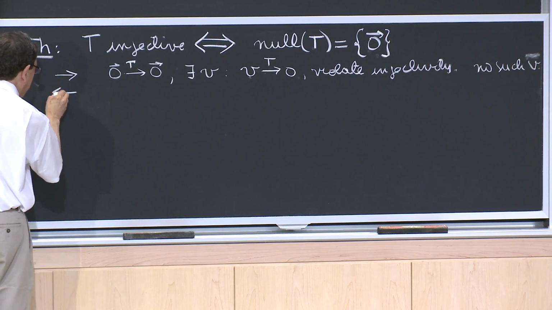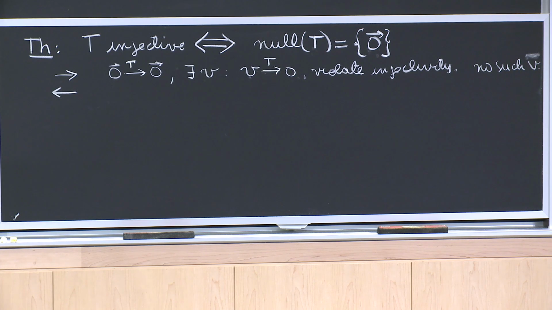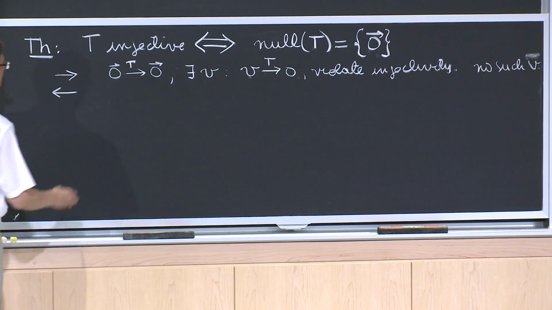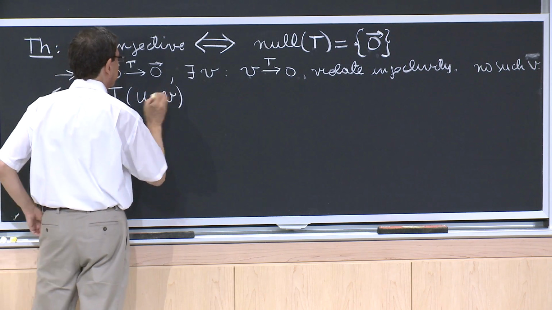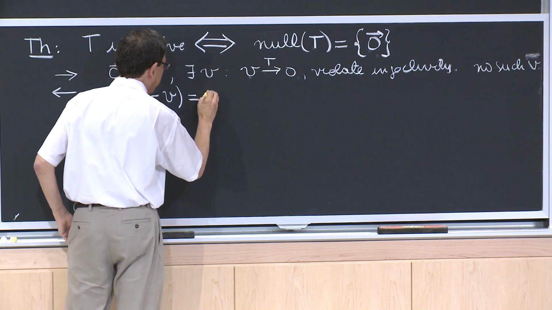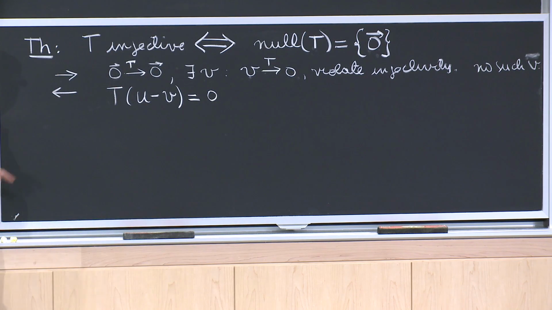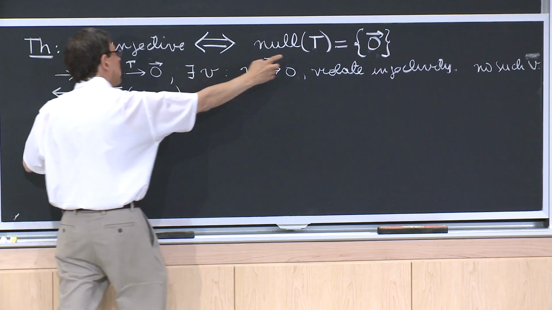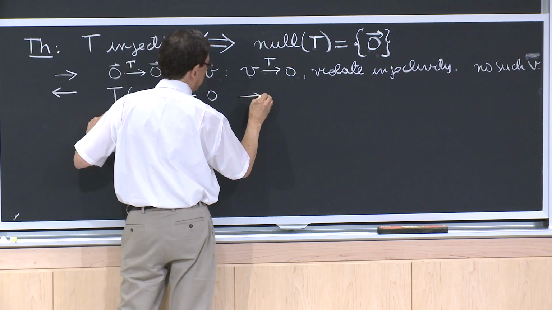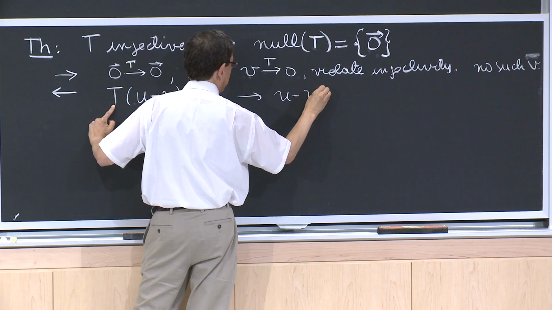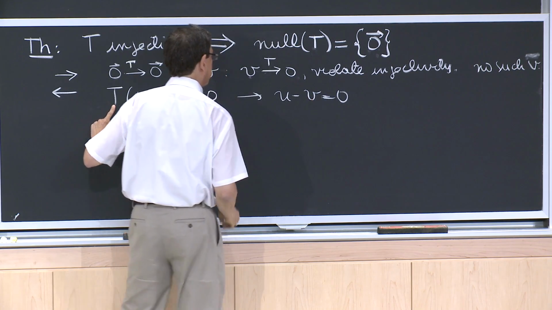How about the other direction? Suppose the null space of the operator is 0. So whenever something gets killed, it's the zero vector. So suppose you then have T of u minus V being 0. Since the null space of the operator is 0, the only possibility is that this vector is 0. So it implies u minus V is 0.